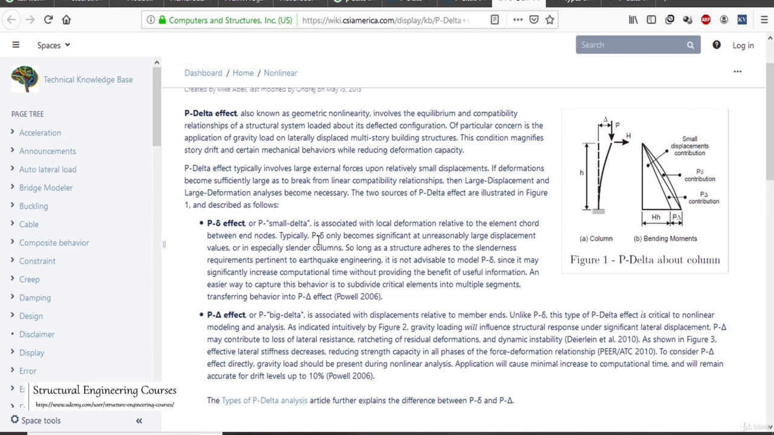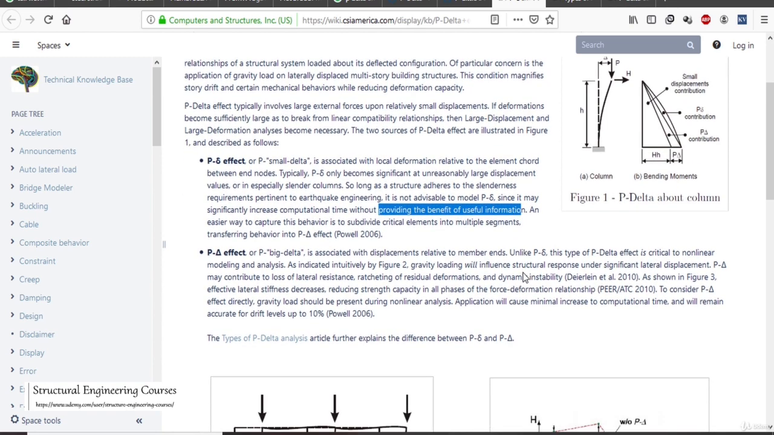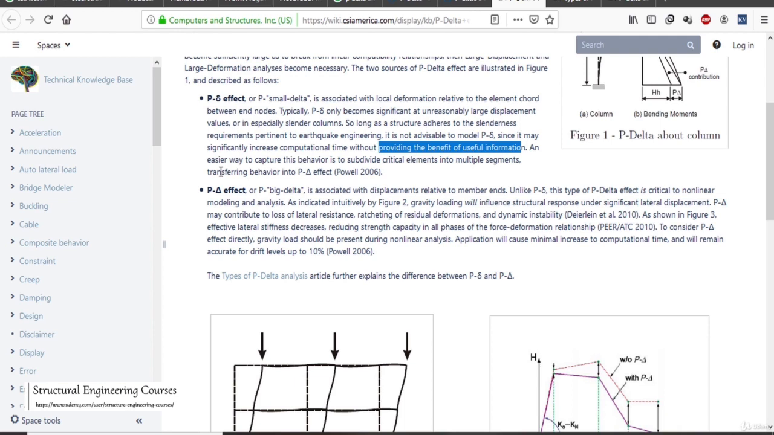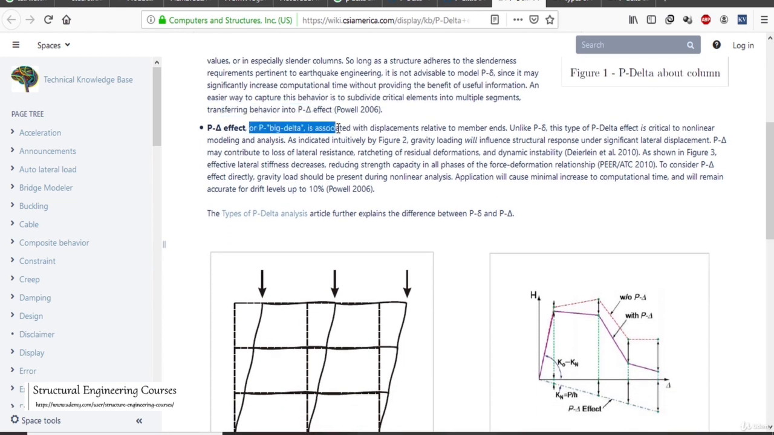So typically P small delta only becomes significant with unreasonably large displacement values or in especially slender columns. So long as the structure adheres to the slenderness requirements pertaining to earthquake engineering, it is not advisable to model P into small delta. Why? Because it may significantly increase computational time without providing the benefit of useful information. So all the software packages do recommend that we should go with the P into capital delta effect, or big delta effect.